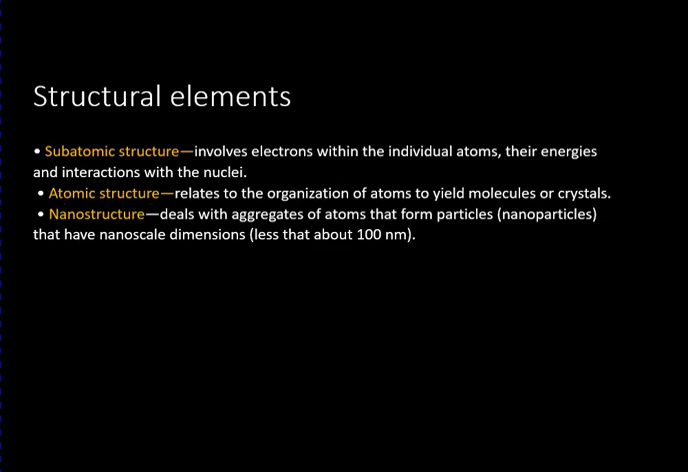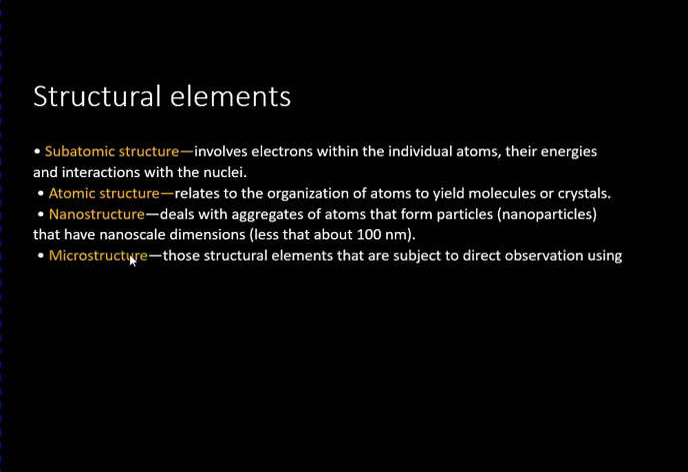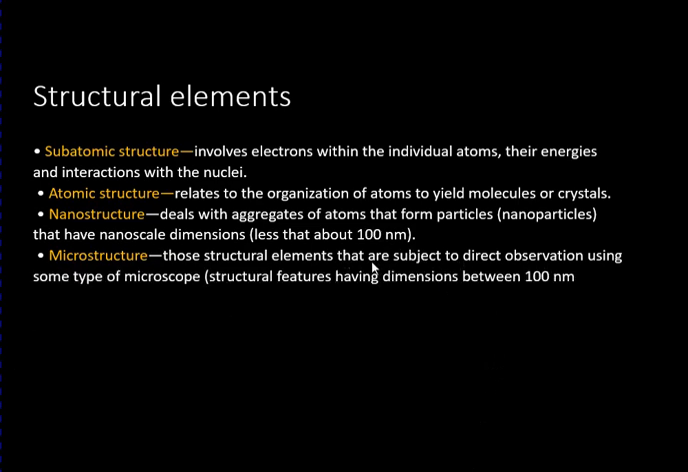Apart from having a nanostructure, I can also have a microstructure, depending on the number of atoms that make it up. For a nanostructure, we are looking at the aggregate of atoms that should be less than 100 nanometers, nm being nanometer. But microstructures are structural elements that are subject to direct observation using some type of microscope. It is called microstructure because we can actually view it through the help of a microscope.